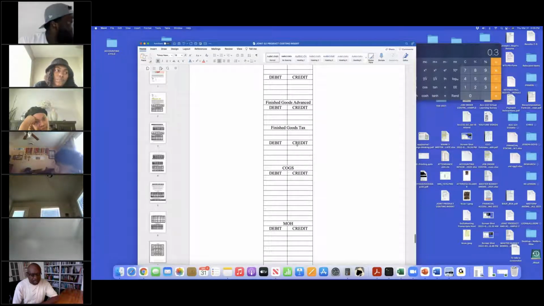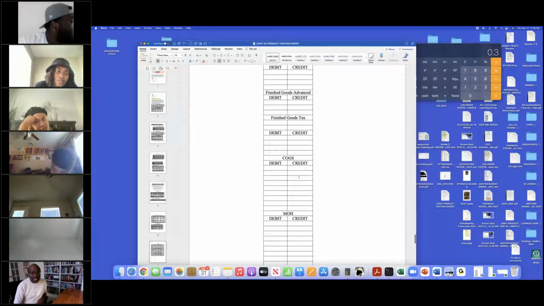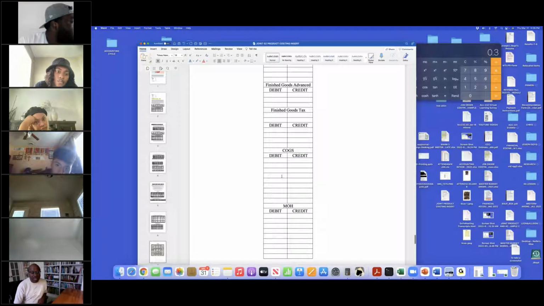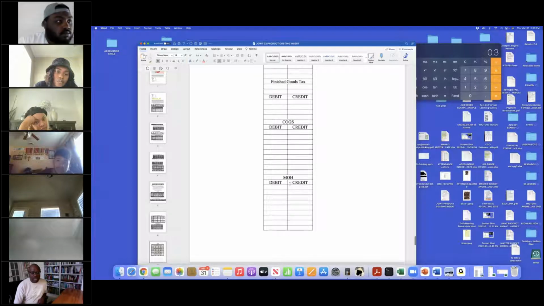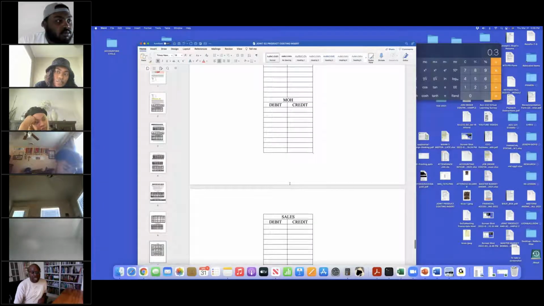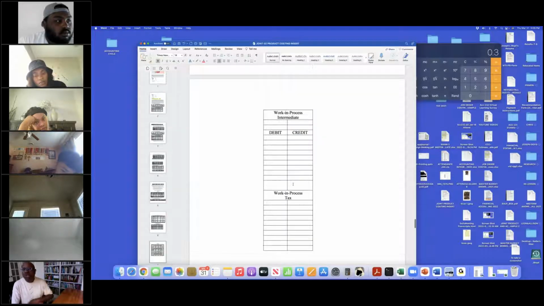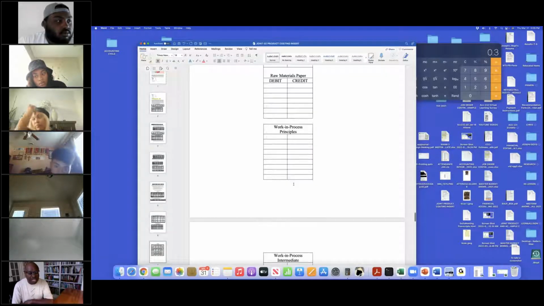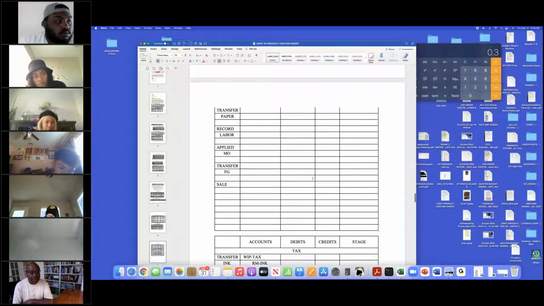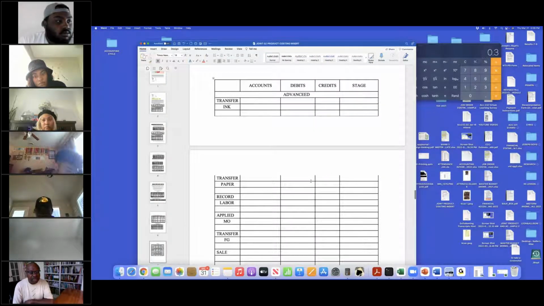each book. For cost of goods sold, we just do one T account and have everything in here. Manufacturing overhead, one T account, and for sales, one T account. So once we get the information in the T accounts, then we're going to be able to come back and prepare these statements.